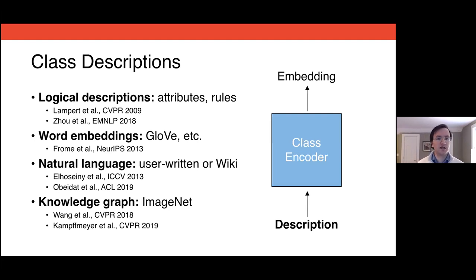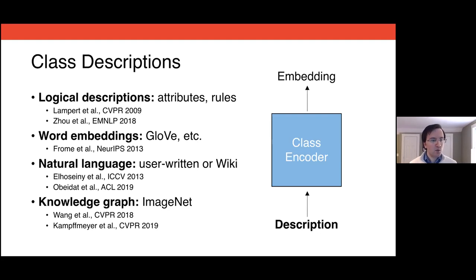People have considered logical attributes like you saw, and also more complicated rules. One thing that's pretty natural to do is word embeddings. So if I have, say, a GloVe vector for the word sheep, I could use that as my representation for the class. People have also considered either user-written or Wikipedia descriptions of classes, so using natural language to specify classes.